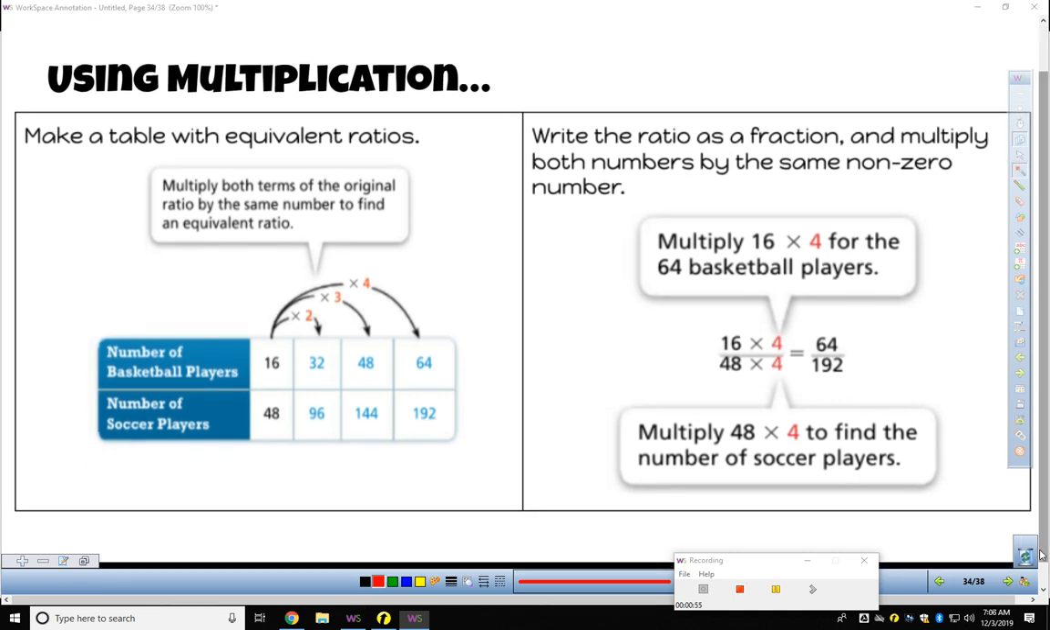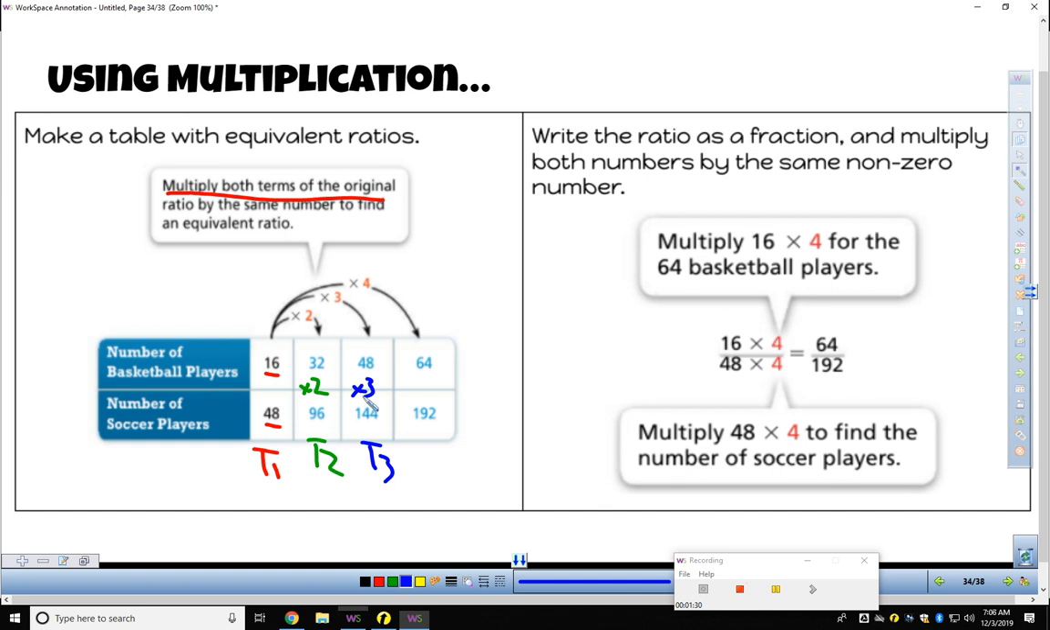The first way we're going to talk about is by using a table. In this particular case, you notice that we are comparing basketball players to soccer players, and that it looks like for every 16 basketball players, there are 48 soccer players. The idea here is that we are going to multiply both terms of the original ratio. So this is term 1, and to get to term 2, they multiplied both by 2. And to get to term 3, they multiplied both by 3.